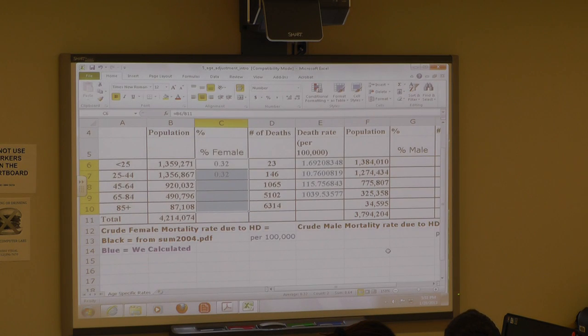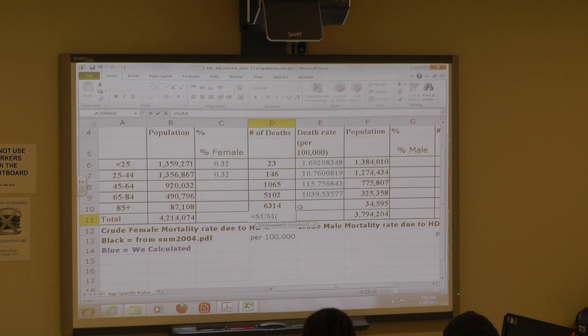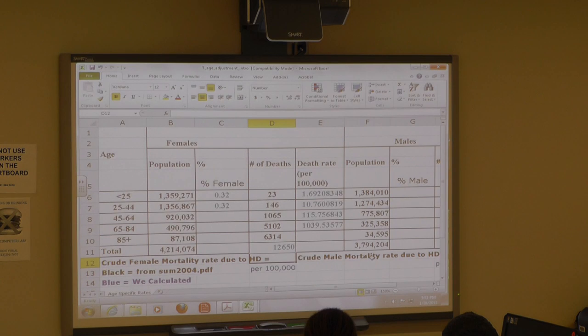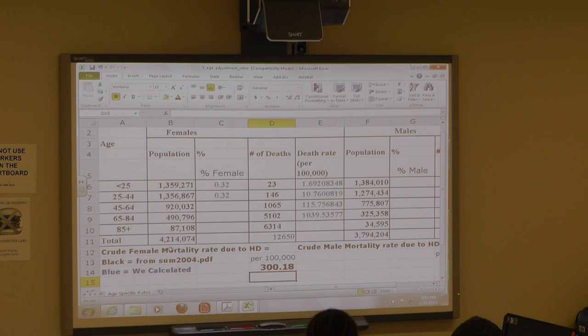You can repeat the same calculations for males, right? It's just the same columns for males. Down at the bottom here, I'm going to add up all the number of deaths from women. Equals sum, parentheses, enter. 12,650 women died during that year. Well, what's the death rate for women per 100,000 in New York? It's equal to this number times 100,000, right, divided by the number of women in New York. The death rate for women is 300 per 100,000.